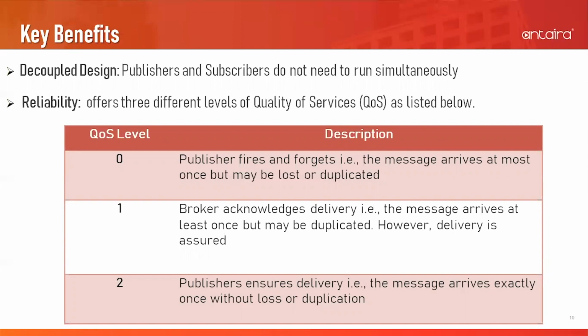When the quality of service level is set to 2, it guarantees that the message arrives at the broker exactly once, because quality of service 2 involves several control messages between the publisher and the MQTT broker. The delivery overhead can significantly increase. Therefore, quality of service 2 is the highest quality of service and is useful when message loss and duplication are not acceptable.